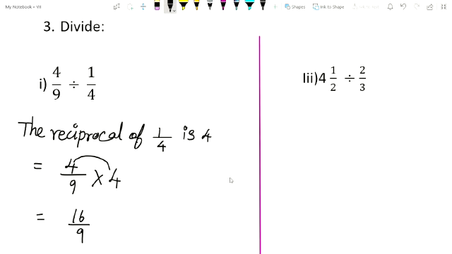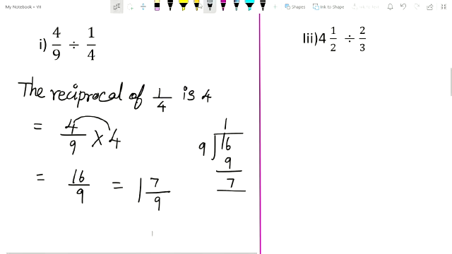Now you convert into a mixed fraction. 16 divided by 9. So 9 ones are 9. 16 minus 9, you get 7. So what is the answer, children? Quotient is 1, remainder is 7, divisor is 9. So the answer is 1 into 7 by 9. You understand, children?